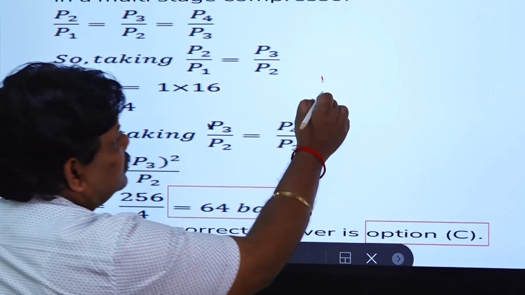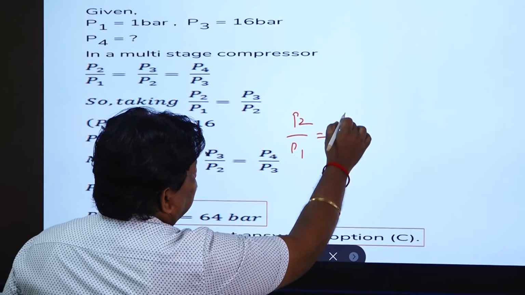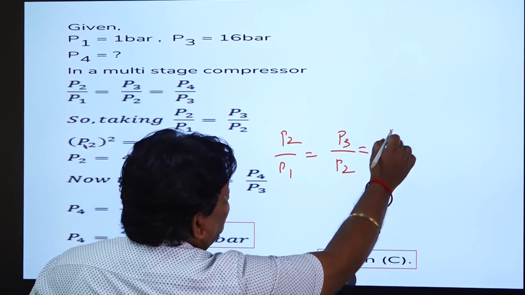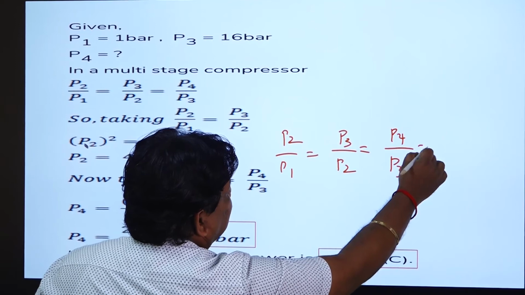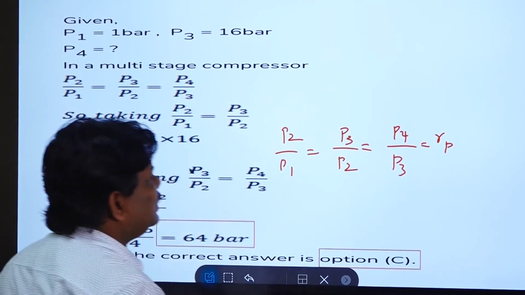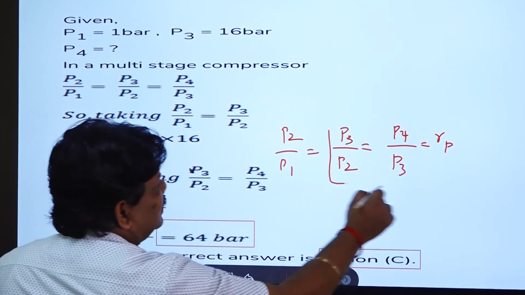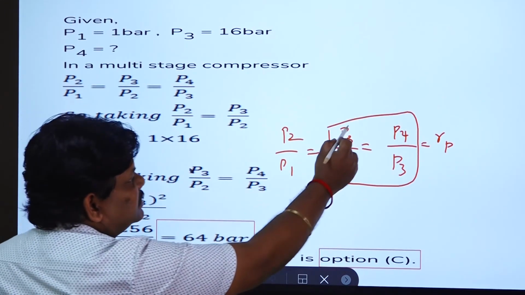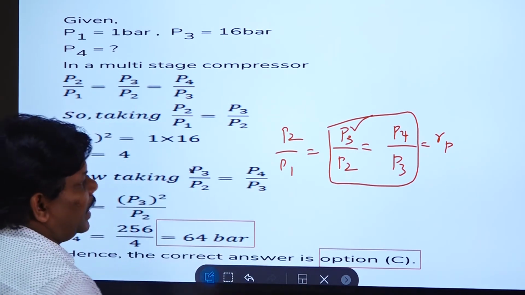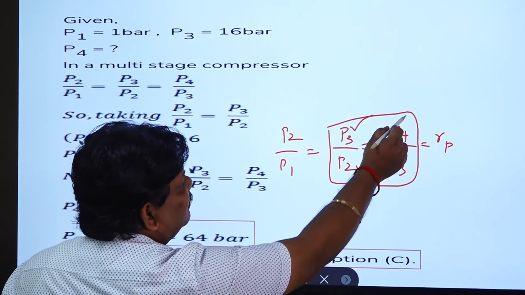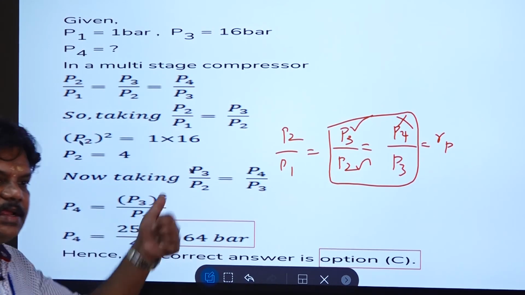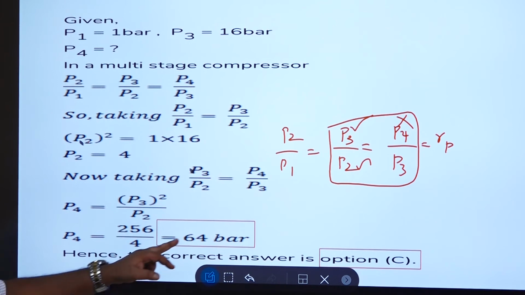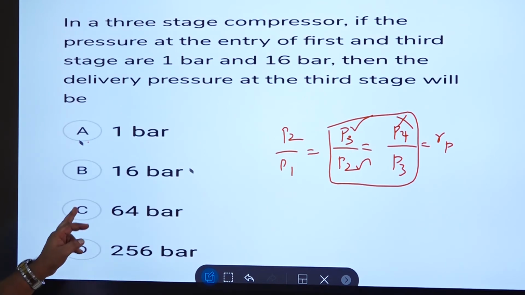So you know that P2 by P1 is equal to P3 by P2 is equal to P4 by P3, that is equal to the pressure ratios. Am I right? So now you can use P3 by P2 is equal to P4 by P3. Since you know the values of P3 and P2, you can easily find the pressure at the end of the third stage. So P4 is equal to 256 by 4, that is 64 bar. So the option is C.